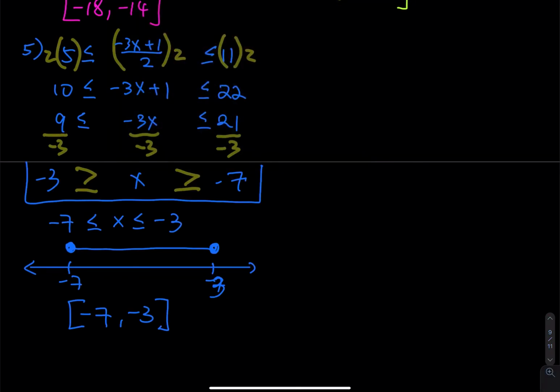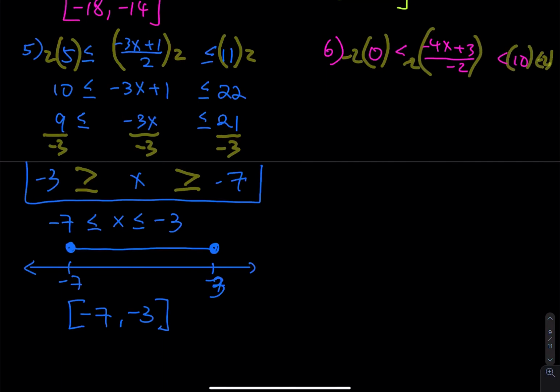So number 6, we have 0 less than negative 4x plus 3, divided by negative 2, less than 10. So first we multiply each side by negative 2. So since negative 2 is negative, then we have to reverse the symbol one time. Negative 2 times 0, 10 times negative 2. So 0 is greater than negative 10.